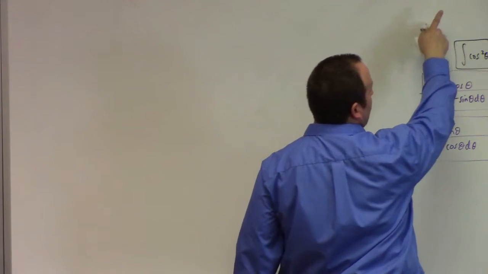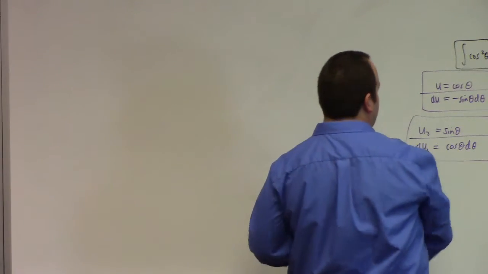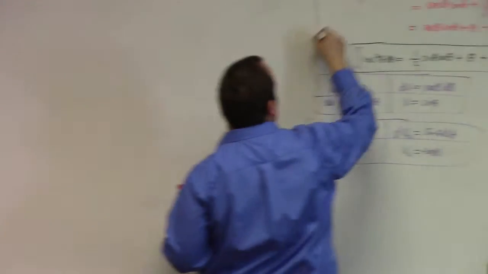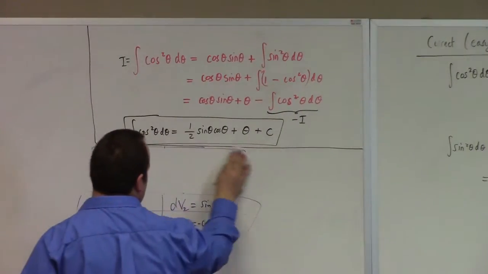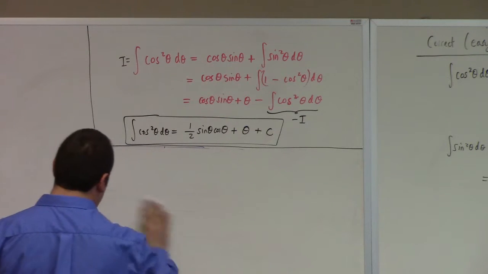Here's how to use integration by parts to get the integral of cosine squared theta. I'm going to leave that there for later because I'm getting tired of writing, if you don't mind. It's a perk of teaching the same class twice in the same room.